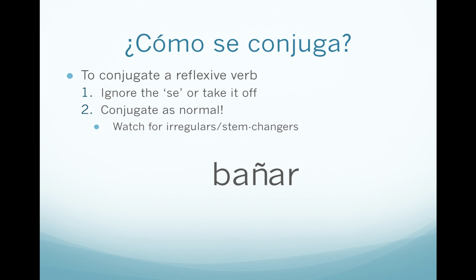So if we wanted to say I bathe, we need to just conjugate as normal, baño, but then we need to remember that a reflexive pronoun needs to be used. Because we are conjugating in the yo form, the yo form reflexive pronoun is me, and it needs to go before the conjugated verb. So to say I bathe myself or I bathe, you say yo me baño.